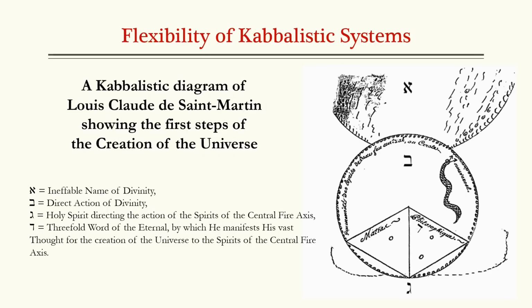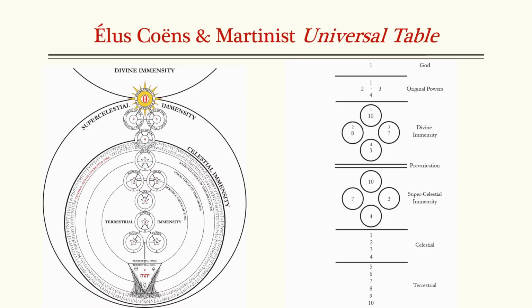That could, in one sense, not perfectly, but in one sense, represent the first Kli. It could represent that inhalation, the Tzimtzum. And then the exhalation could be represented by the Gimel and the Dalet, the Holy Spirit, the Ruach Elohim, coming down to the vessel and manifesting the threefold word of the eternal, which is manifest as the eternal flame. And just to, again, show some diversity and flexibility of the Kabbalistic universe, this is the universal table from the Elus Coën.